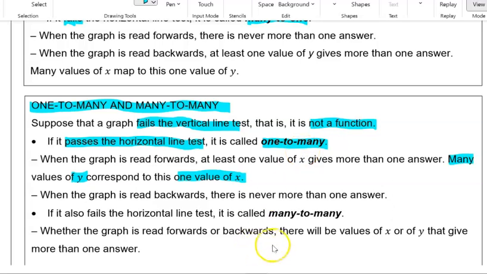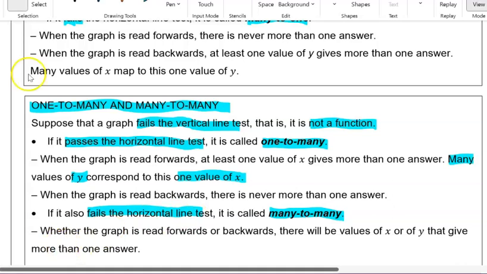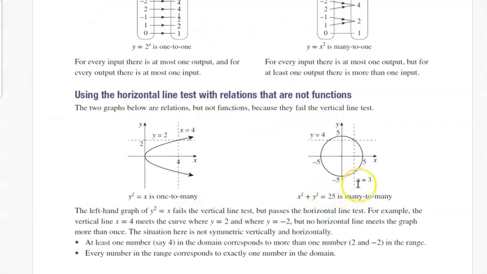The last one we want to have a look at is the many-to-many. I should backtrack: it fails the vertical line test and it fails the horizontal line test. And that's called many-to-many. A circle would be a great example of that. If we were to draw vertical lines, it's going to hit at 2 points, no matter where our vertical line is. And if we draw horizontal lines, it's going to hit 2 points, no matter where our horizontal line is.